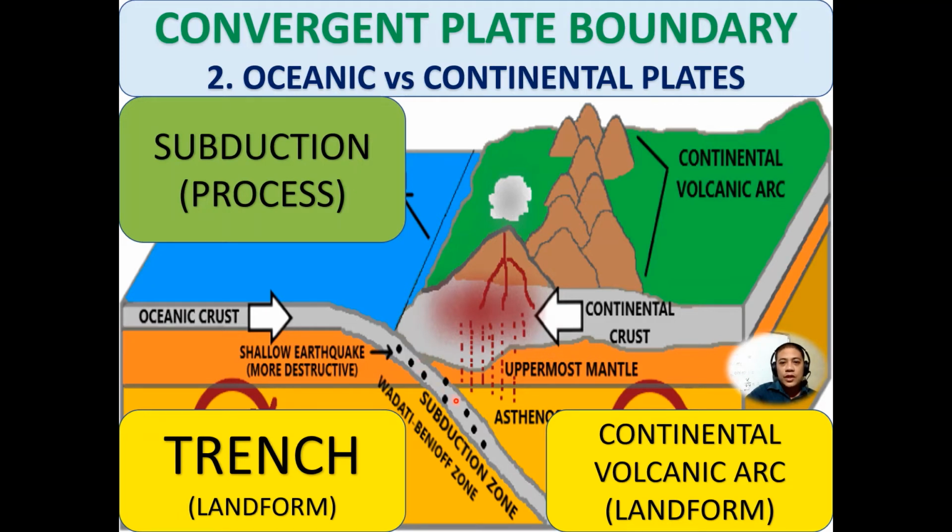Above the subducting oceanic crust, magma is formed and will slowly rise into the overriding continental plate and finally to the surface, forming a volcanic arc. A volcanic arc is a chain of active volcanoes which is parallel to the deep ocean trench. Volcanic arcs that were formed on the surface of the continental crust are called continental volcanic arcs.